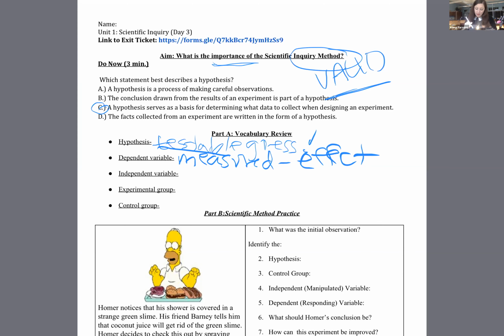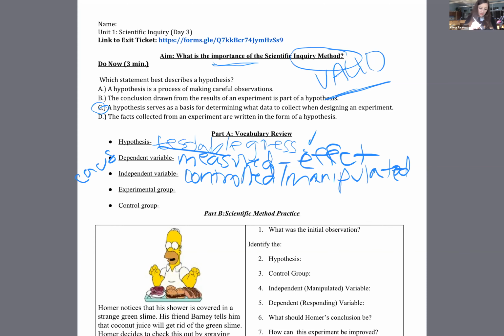What is the independent variable? The independent variable is the variable that is being controlled or manipulated by the experimenter. So that is the cause, right? So we've got cause and effect. And please make sure you're following along and filling in on your notes as well.